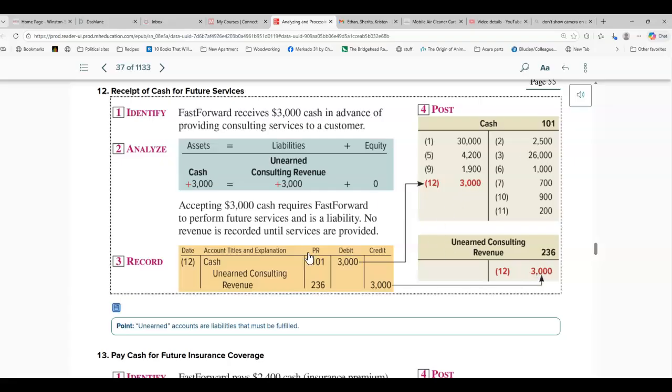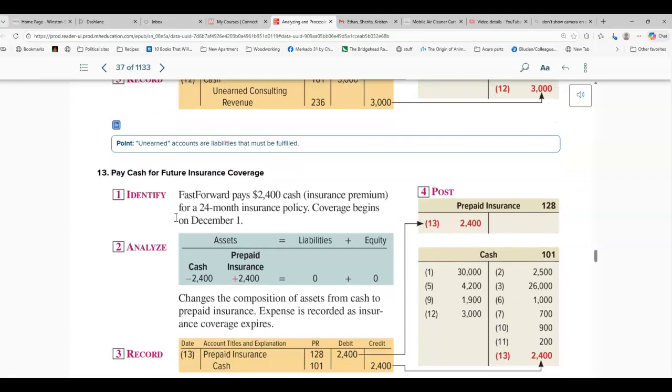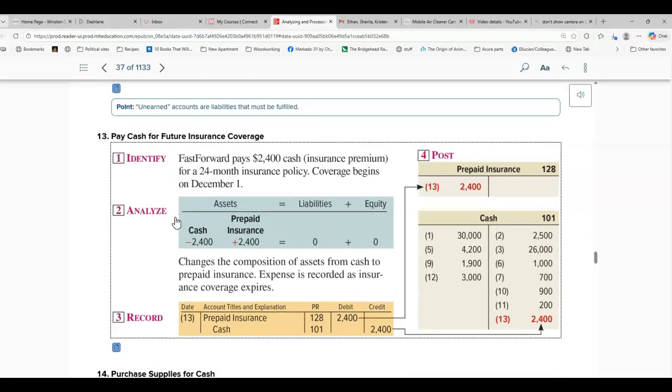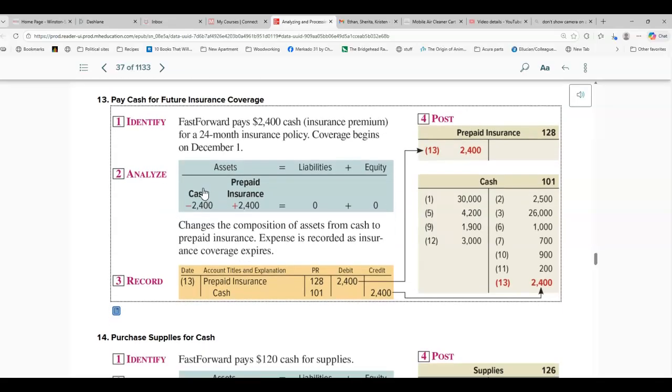We put our posting references in, account numbers in the journal, and the date, or in this case, a transaction number in the ledger. Now we paid something ahead of time. Somebody paid us, now we're paying somebody else. We paid $2,400 for a 24-month insurance policy. Coverage began on December the 1st, and we paid $2,400 in cash, and it went to a prepaid asset. This is an asset that we're going to draw on for the next 24 months.